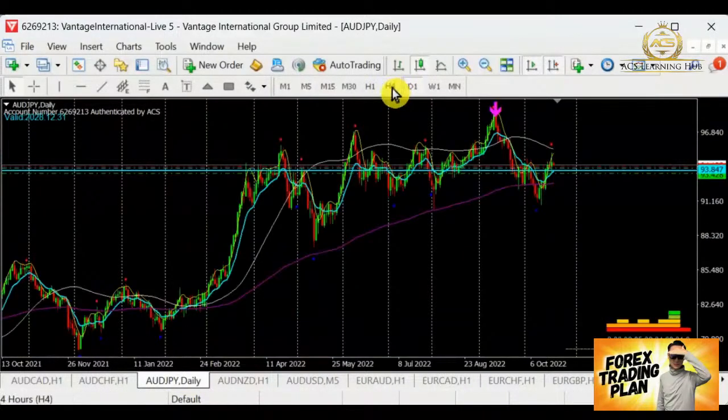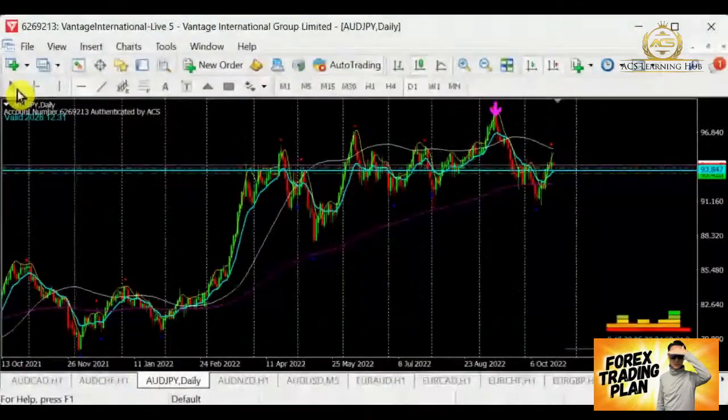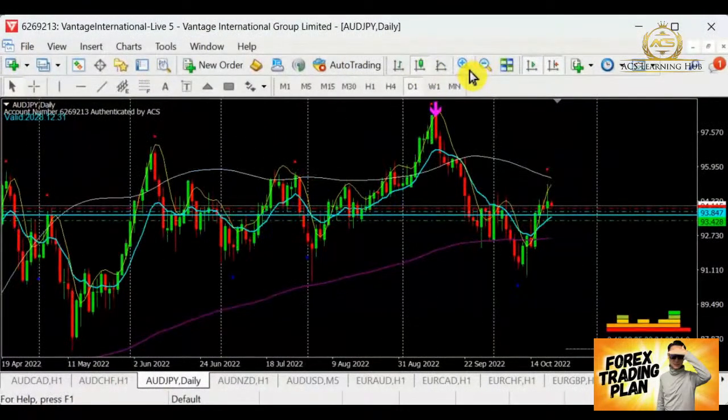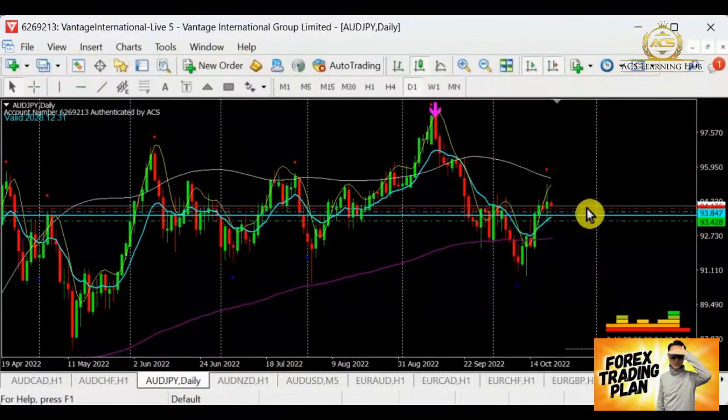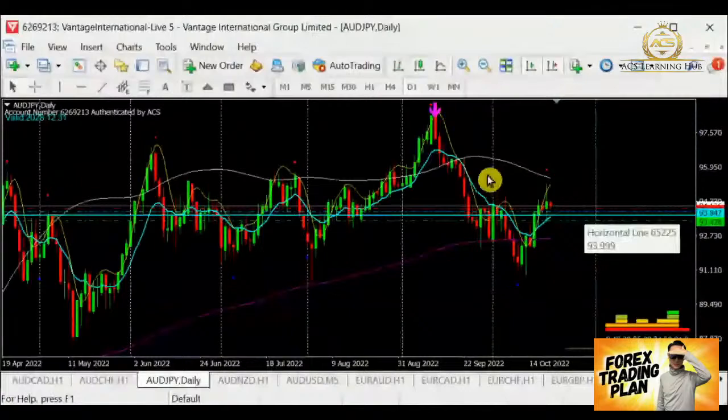Now, for Aussie yen, we are in the bear. The bear is still running, but the retracement seems like it ended. So now it's coming in for selling.